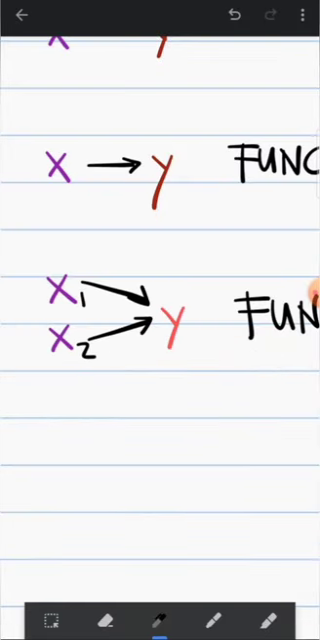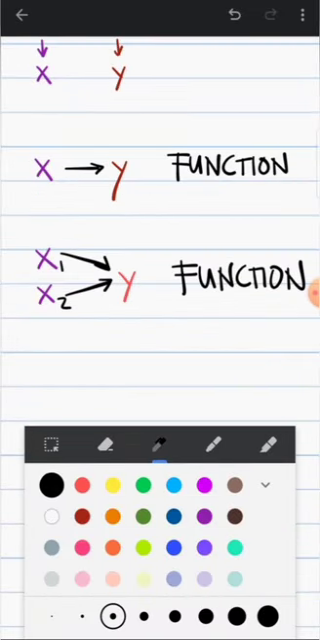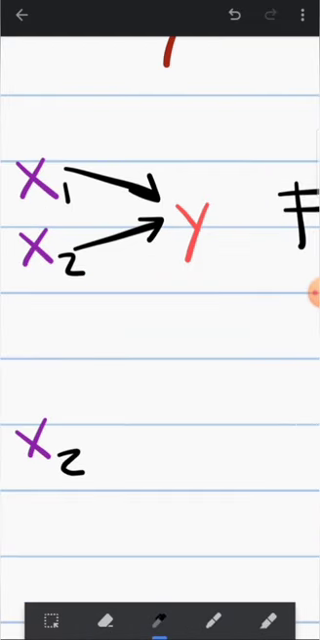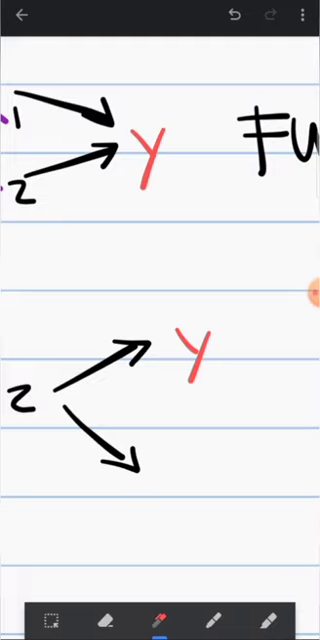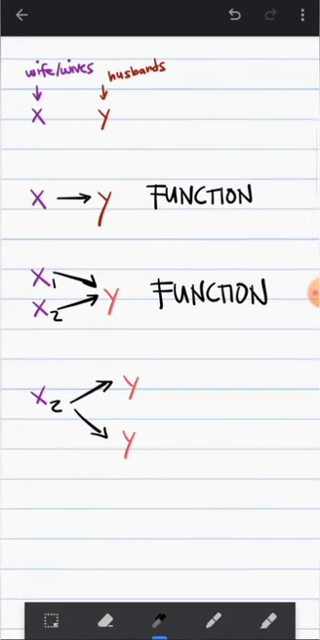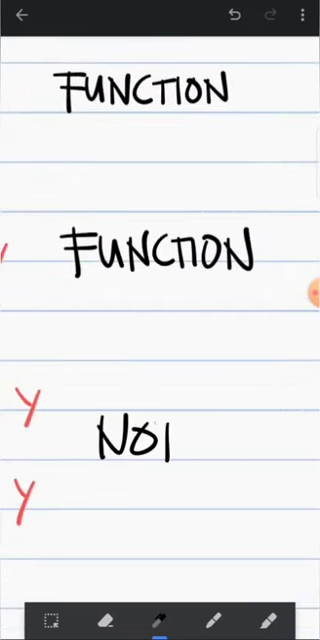And then the third case is a wife has two husbands. I haven't heard of this one, and I don't know if it works in polygamy, but in terms of functions, this is not a function.